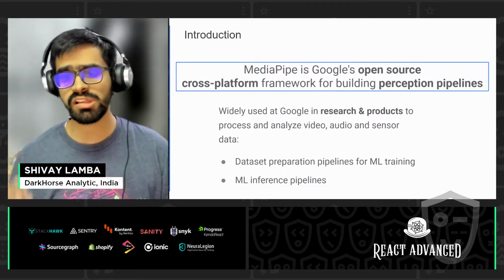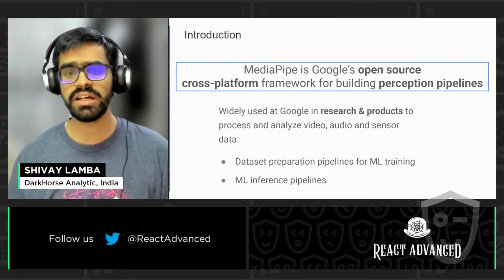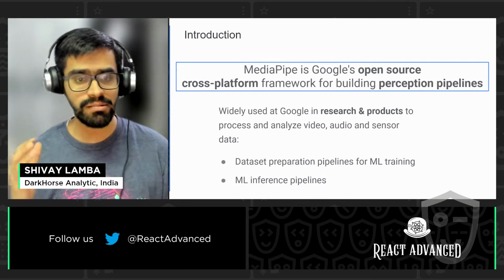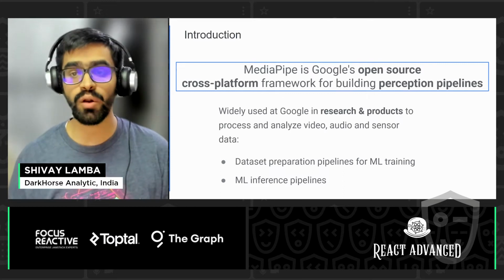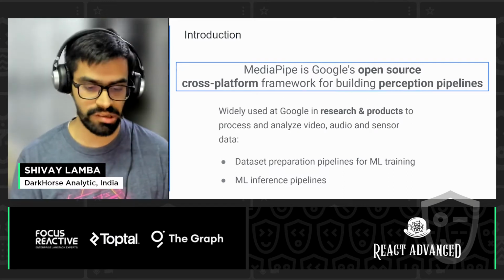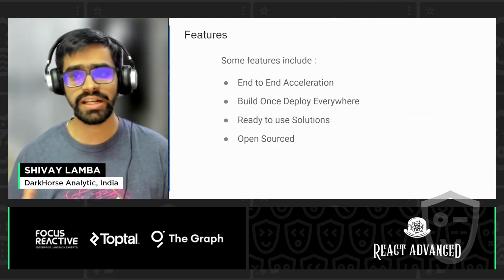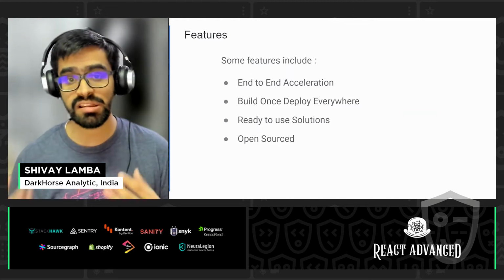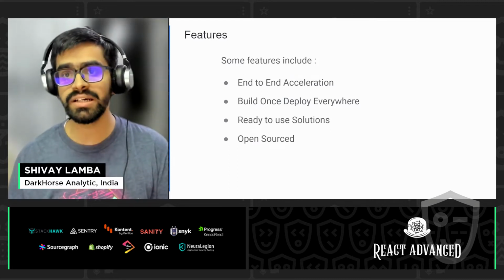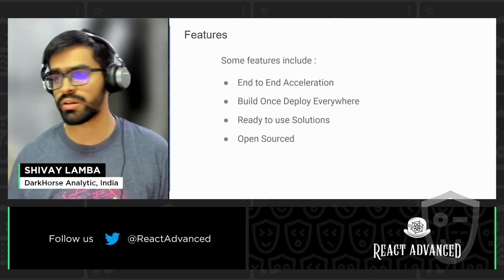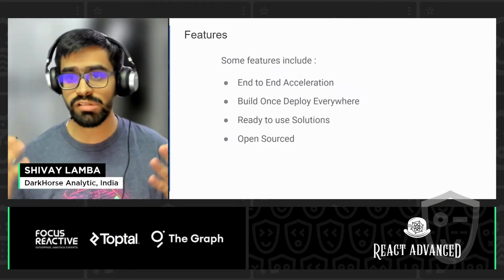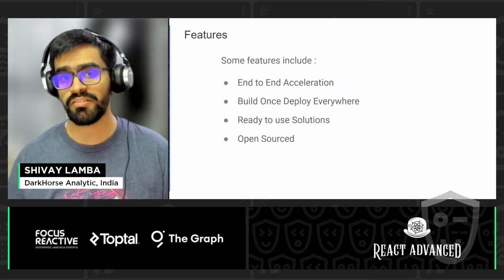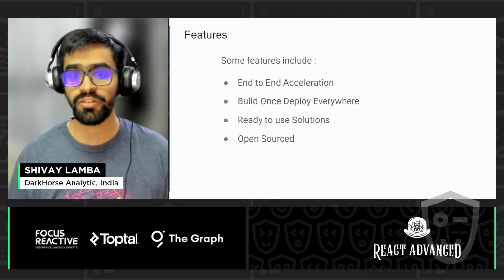It can be used to process any kind of audio, video, image-based data, and also sensor data. It helps primarily with two things. One is dataset preparation for different kinds of pipelines within machine learning, and also building end-to-end machine learning pipelines. Some of the features included within MediaPipe include end-to-end acceleration, because everything is happening on device. Secondly, you just have to build it once, and different solutions, including Python, JavaScript, Android, and iOS, can all be used. So you just have to build it once and you can use it on different types of platforms. That is why we are calling it a cross-platform framework.